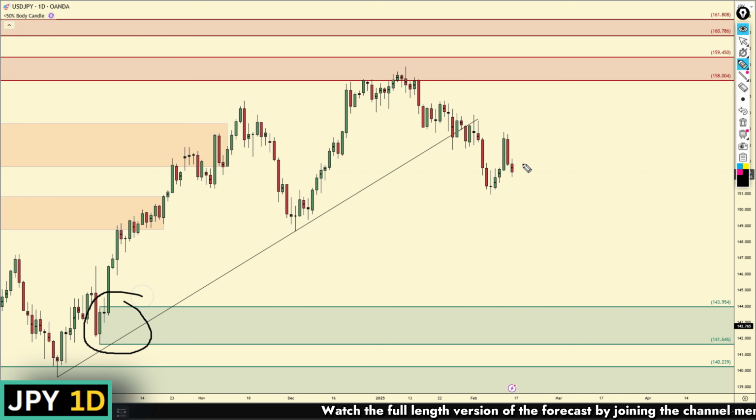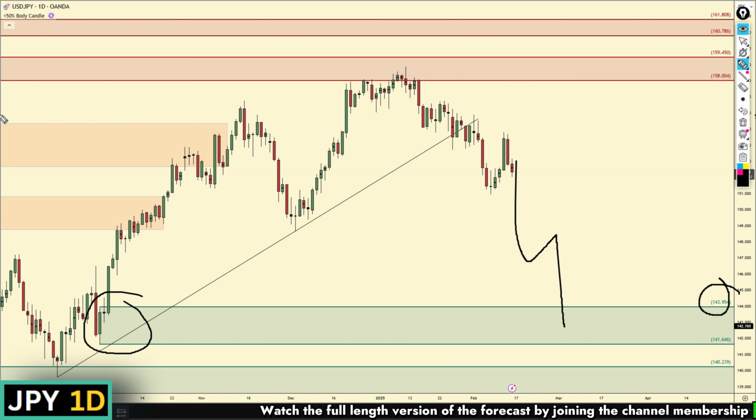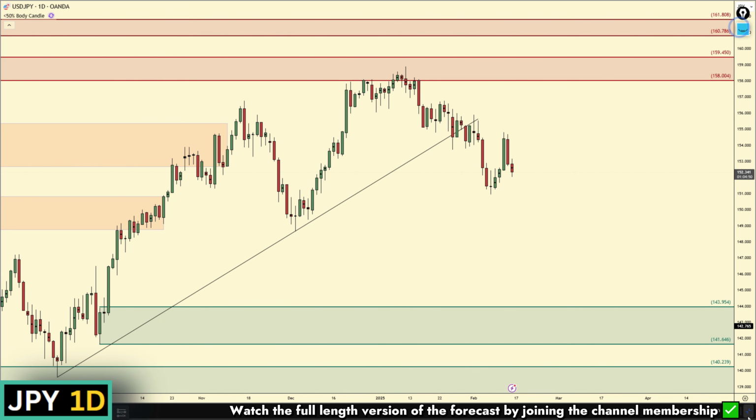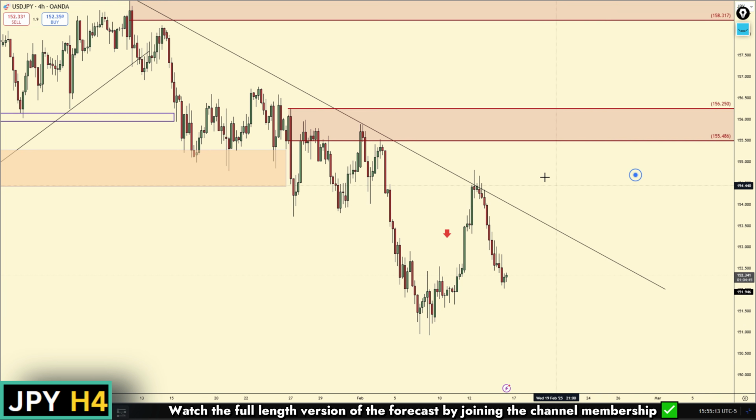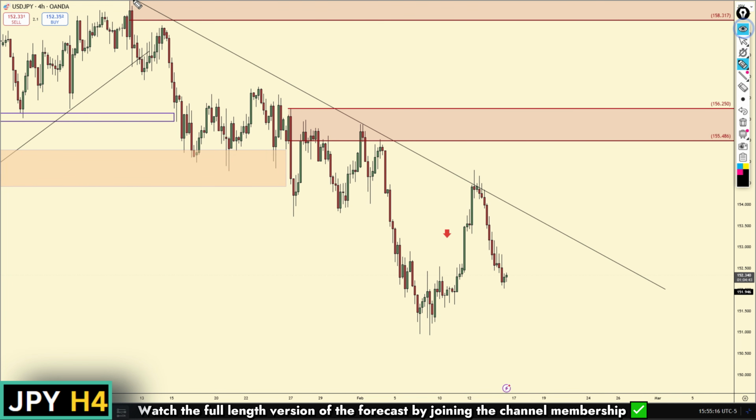We have a great demand all the way down here at 143.95. I'm not saying we're going to get down to there, but if we do, I think it's a great area to look for longs, but that's for another day. We still have a 4-hour downward trend line holding. The trend line is connected from up here to here.